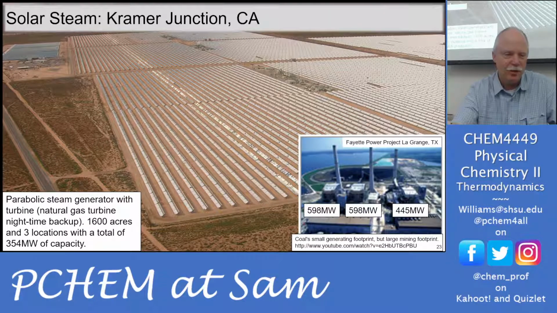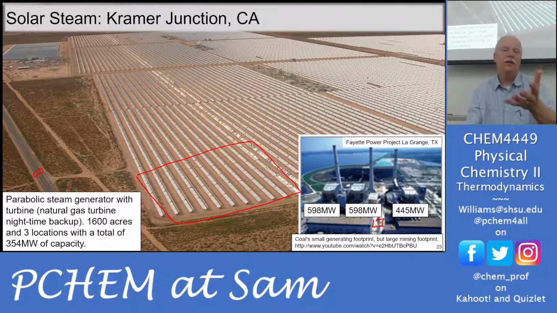But I looked at this road, and I used this road sort of as a scale. And that's about the same as this road right here. And these are the 3 coal-fired units at Fayette County in LaGrange, Texas. And look at the footprint for 590 megawatts. So these are about the same scale. So I could put this whole power plant here, probably right there. And so even though, yes, we can make power with steam, look at the footprint that we have.